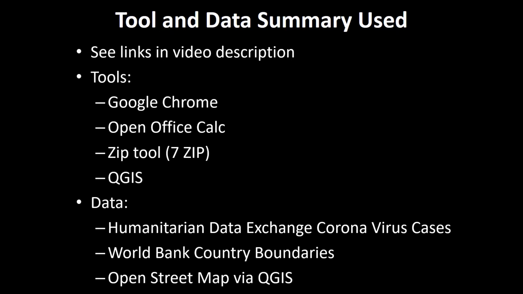Data sets that I'm going to use come from the Humanitarian Data Exchange, the Coronavirus Cases data set. And again, links are provided for that. I'll also use the World Bank country boundaries for some reference and context to create a background layer in terms of showing coronavirus cases and world countries. And I'll also briefly introduce OpenStreetMap data that you can access inside of QGIS, again, to be used for background and context.